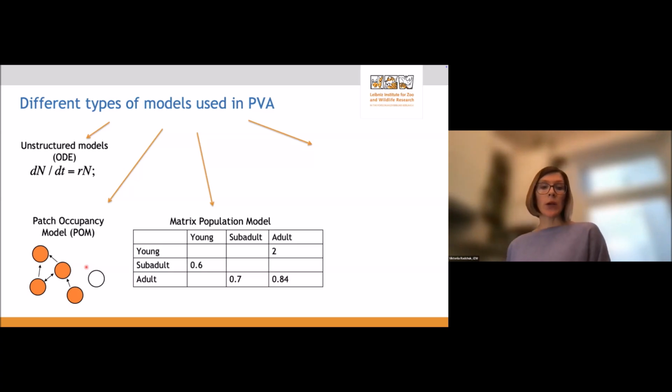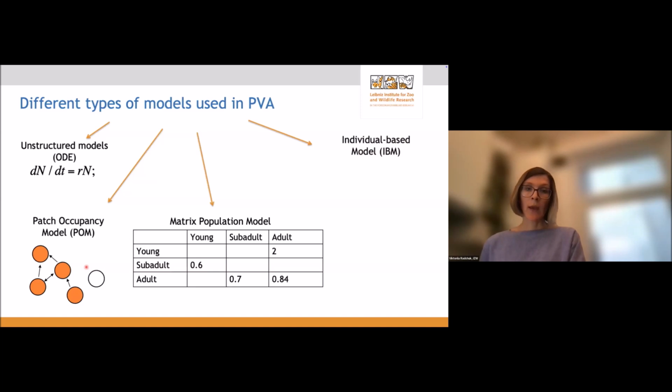Another tool that is arguably most often used in population viability analysis is matrix population models. They structure the population in stage or age classes that are characterized by different survival and fecundity. And commonly, survival and fecundity are referred to as demographic rates or vital rates.